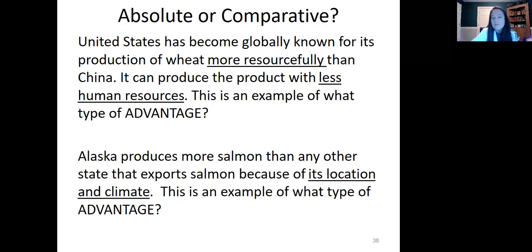The second example, Alaska produces more salmon than any other state that exports salmon because of its location and climate. So that example would be an absolute advantage. There's a lot of countries that don't have salmon because they're not located next to an ocean and they're too hot.